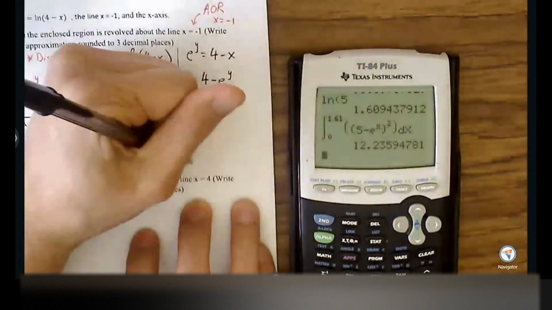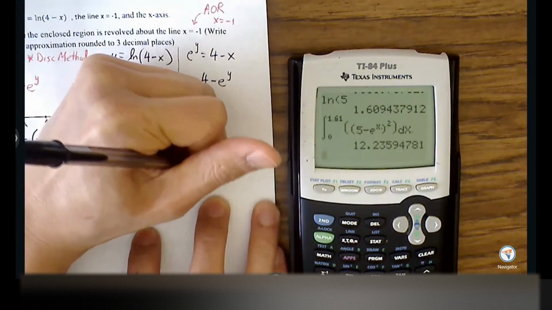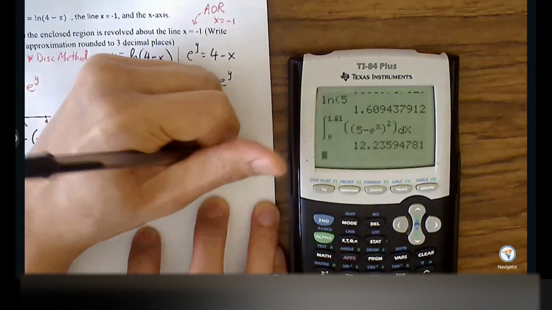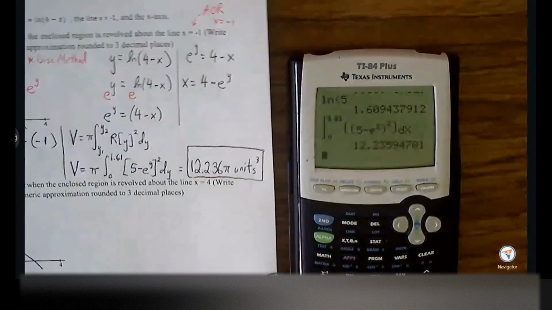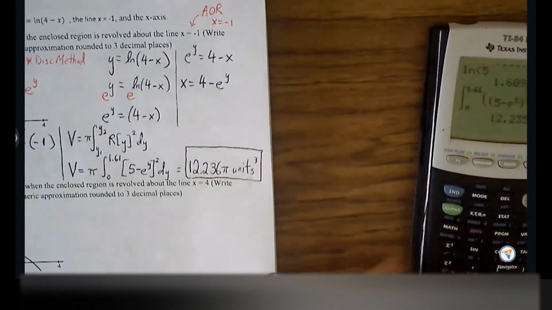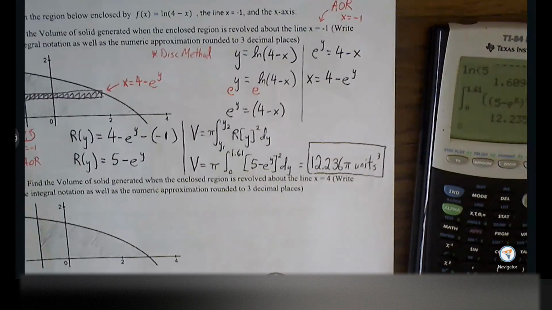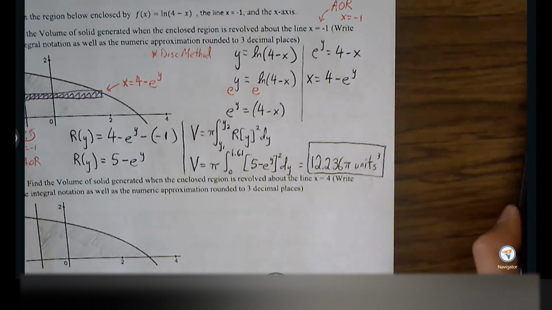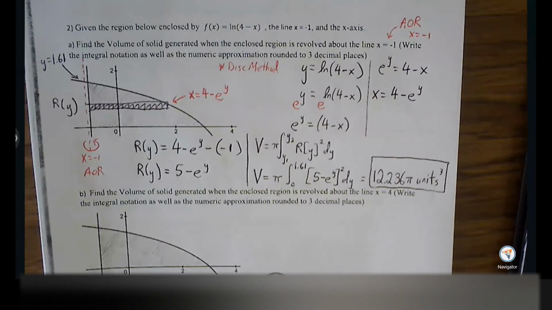12.236. Do you guys get that? Pi units cubed. All right, you guys okay with that? Did you guys get that? Yeah. Okay, good.